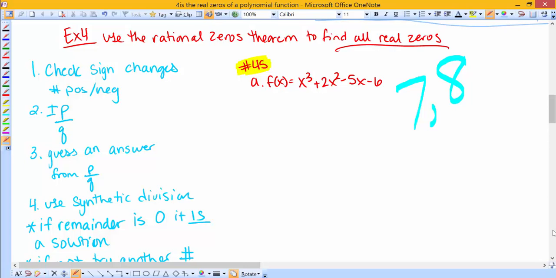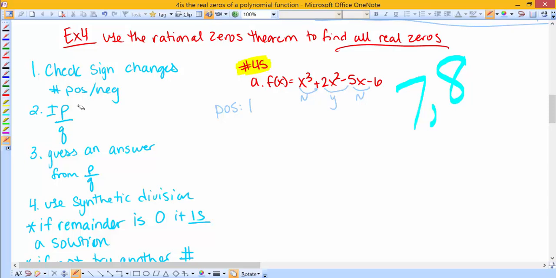So let's start with sign changes. No sign change. Yes, there was a sign change. No, there wasn't a sign change. So these are your possible positives. There was one sign change. You know what that means? There is one positive solution. One. So I don't need to check other sign changes because for sure there is one. So I'm not even going to try the negatives. You're welcome to, but I'm not going to.